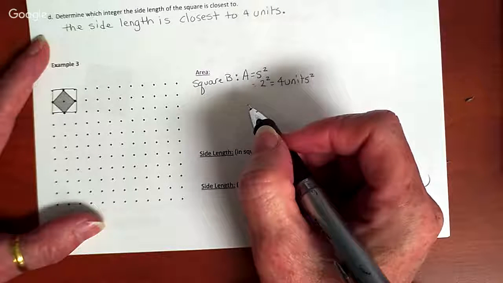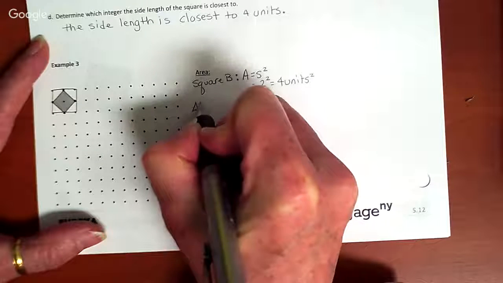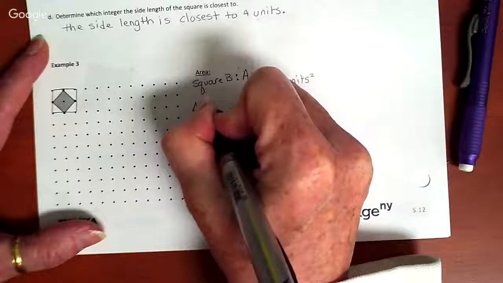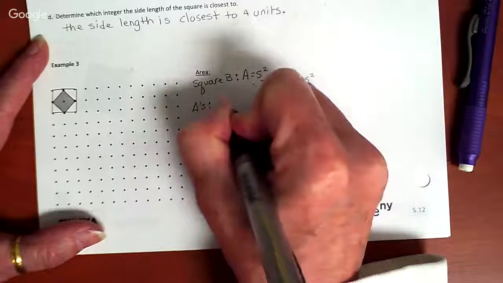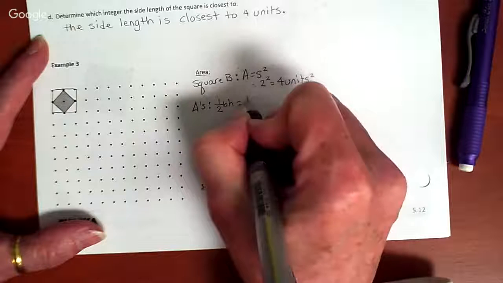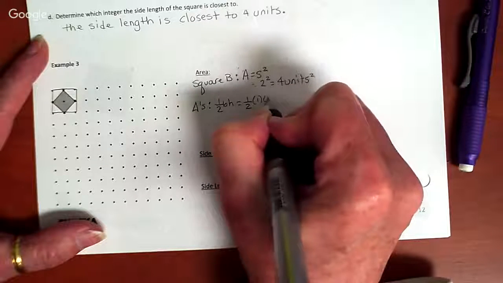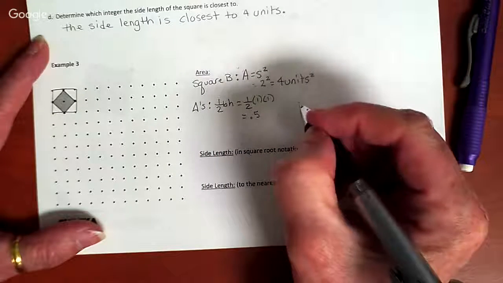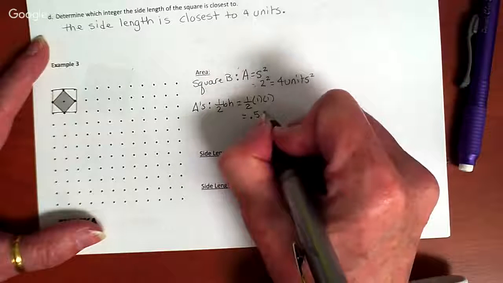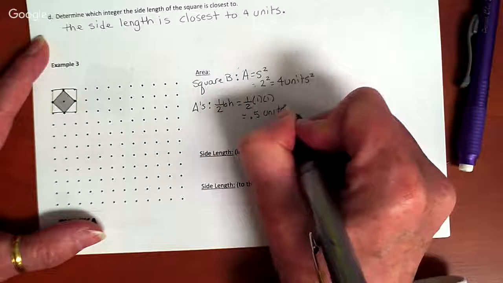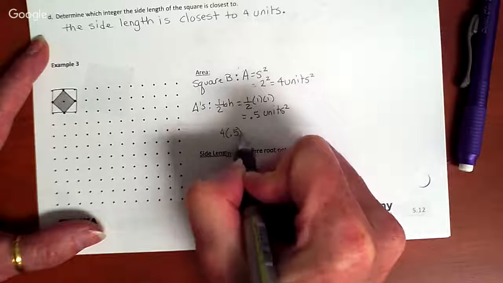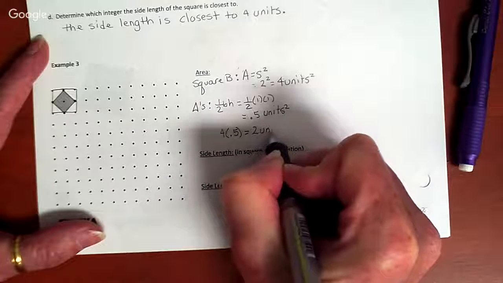And then our triangles would be one half base times height, which would equal 1/2 times 1 times 1, which would equal 0.5 unit squared. Well, when we multiply that by 4, 4 times 0.5, we get 2 units squared.